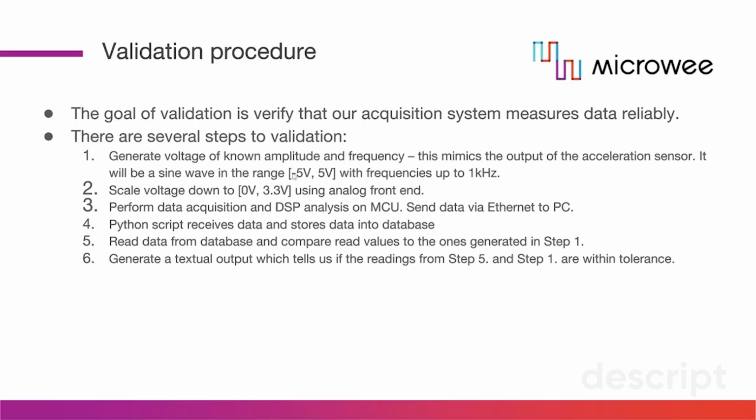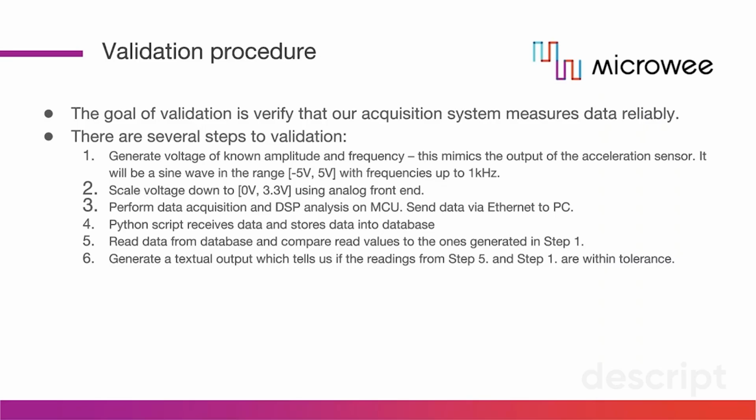This will not be a fixed plus minus 5 volts range. It can go from plus minus 0.5 volts all the way to plus minus 5 volts. And the frequencies that are covered are from, I believe, 10 hertz to 1 kilohertz. Then the next step is to scale the voltage down to a 0 to 3.3 voltage range using our analog front-end board. And then we acquire the data using our MCU board and perform DSP analysis on it.